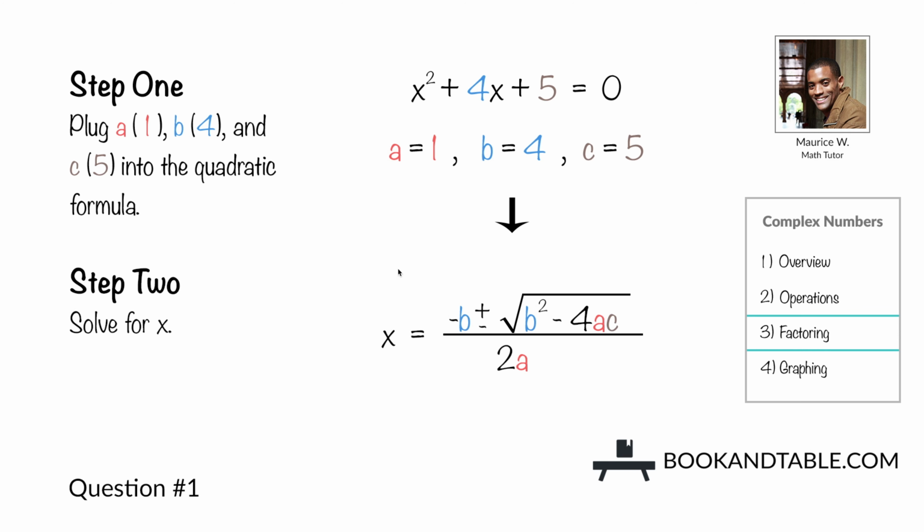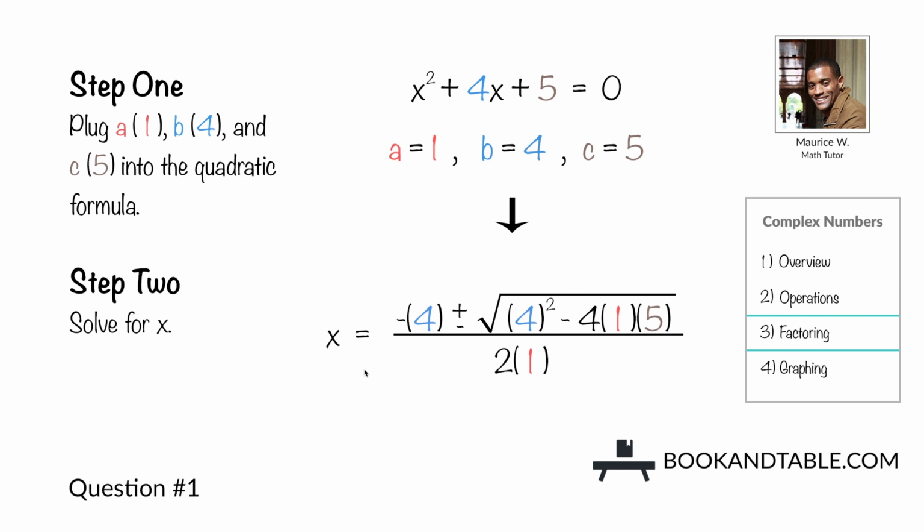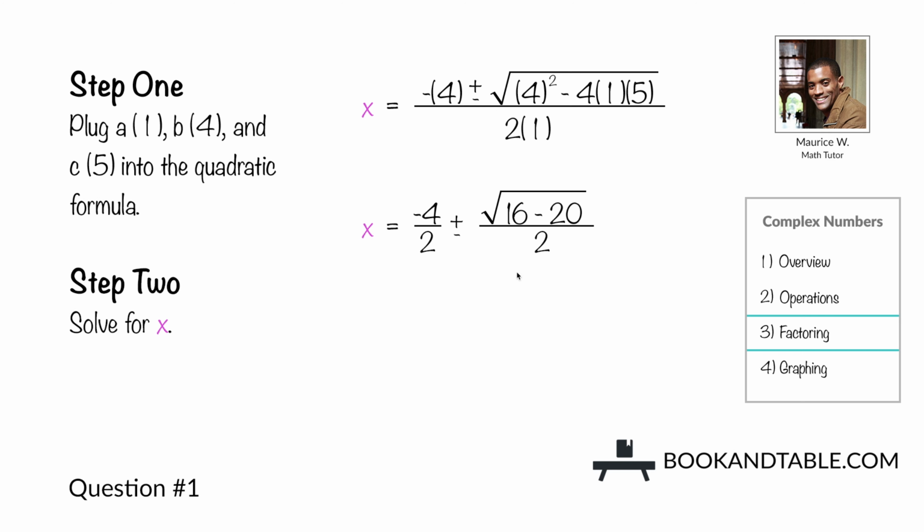We plug a, b, and c into the quadratic formula, and we get x is equal to negative 1 times 4, plus or minus the square root of 4 squared, minus 4 times 1 times 5, divided by 2 times 1. And now we can simplify this expression to solve for x. Negative 1 times 4 is negative 4, divided by 2 times 1, which is 2, plus or minus the square root of 4 squared, which is 16, minus 4 times 1 times 5, which is 20. Negative 4 divided by 2 is negative 2, plus or minus the square root of 16 minus 20, which is negative 4, over 2.